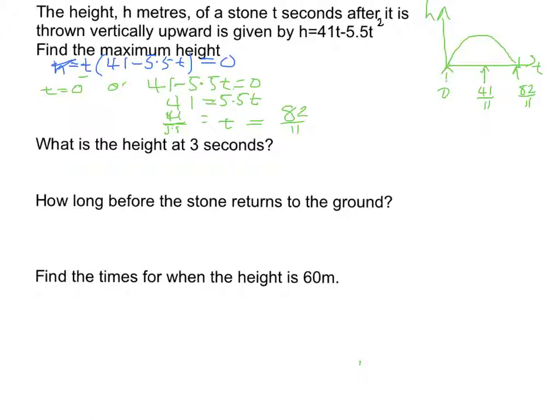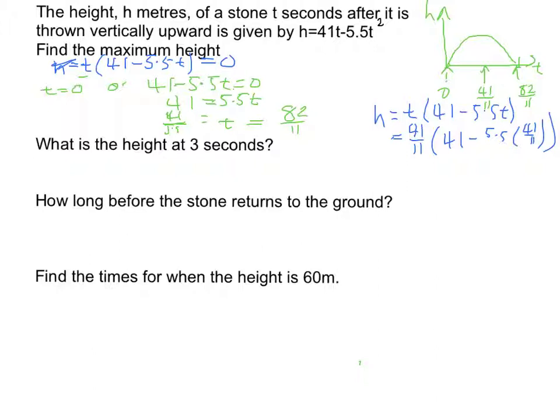So what I'll do with that is I'll substitute it into the factorized form of the equation. So we have h is equal to t by 41 take away 5.5t. Substituting in t is equal to 41 over 11. And then we've got 41 take away 5.5 multiplied by 41 over 11.